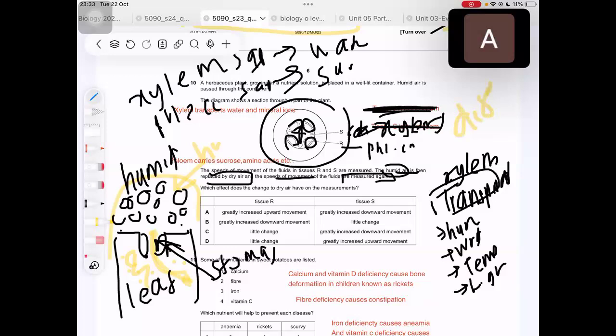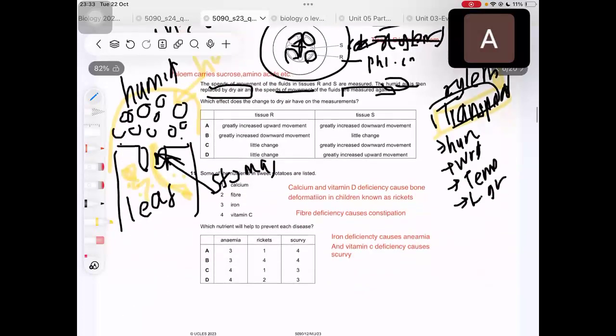So can water move in or water move out? Sorry, can the water vapor inside the leaf move out? No, the water vapor can't move out. Therefore, the transpiration process will be slowed down. When there is humidity, the transpiration process will be slowed down.